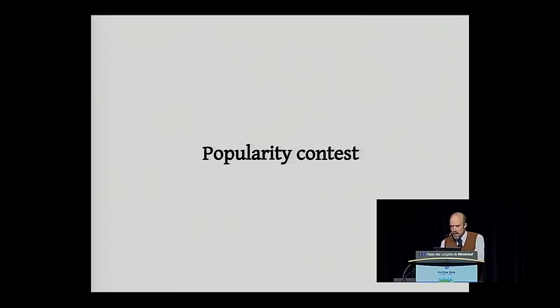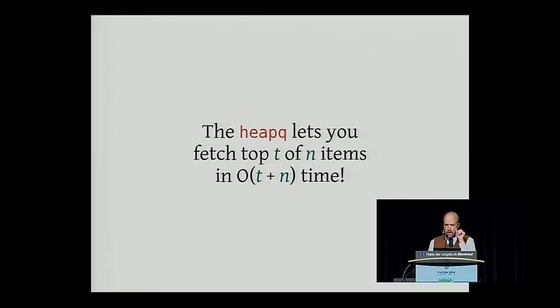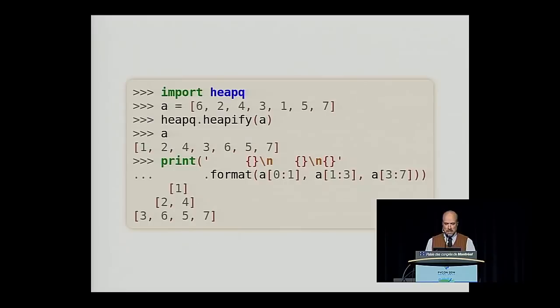What if you need to do a popularity contest? You have lots and lots of elements, and you just need the top 10 or the top 100 without the expense of sorting the entire sequence. There is a heap queue that lets you fetch the top T of n items in only linear time on T and n. You just get some sequence, you heapify it.